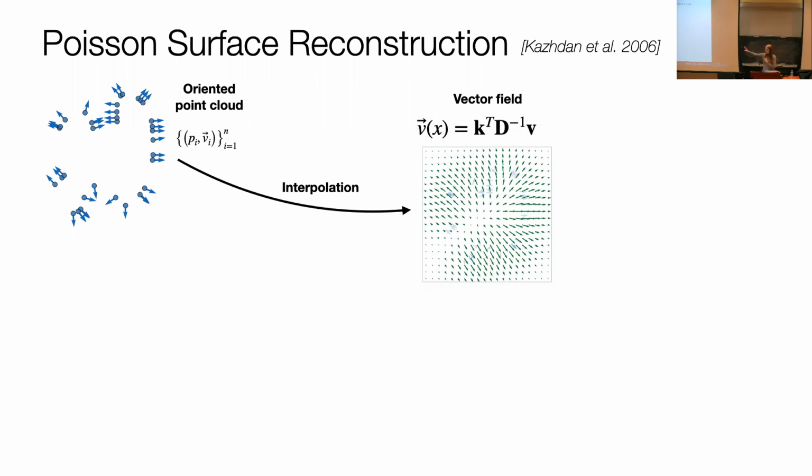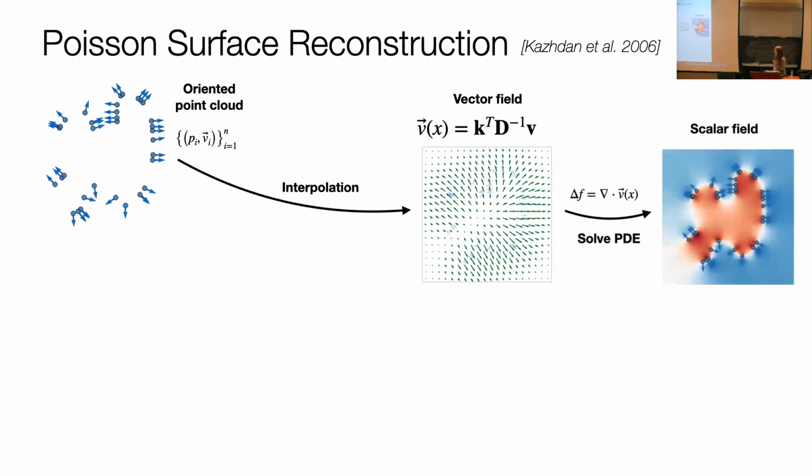Once we have this vector field, which we can sample anywhere in space, so it's a vector field function, we solve a partial differential equation to get the scalar field that has this vector field as its gradient. That's how I understand it. And this is a Poisson equation, so this is why it's called Poisson surface reconstruction.